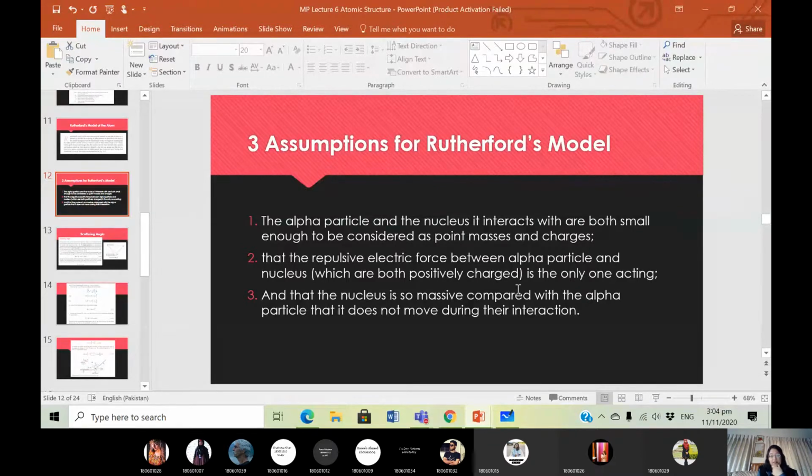The nucleus is obviously positively charged. So basically we have the repulsive electric force between those 2 positive charges, and that is the only force that is acting. That's our assumption, that the repulsive electric force is the only force between those 2 particles. And then the third assumption is that the nucleus is very massive compared with the alpha particle, so much more massive that it does not move during the interaction. The nucleus is stationary. The alpha particle is the only particle that's moving.